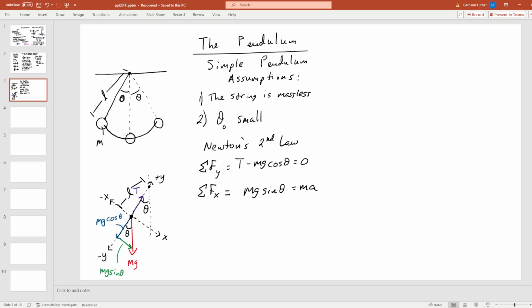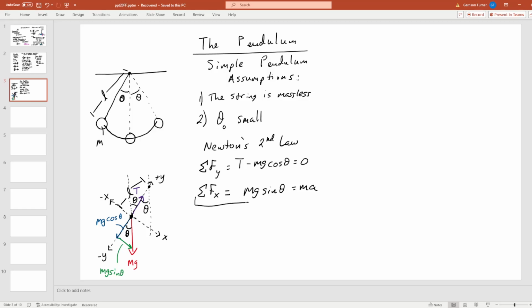But if I draw another vertical right here, then by alternate interior angles, this is also theta, and then by the vertical angles theorem, this is theta as well. Okay, so the theta in our free body diagram is the same as the angle that the pendulum has been pulled back. Right.